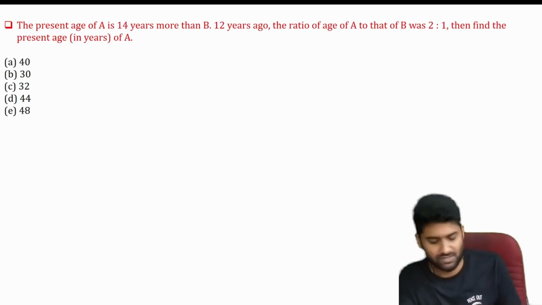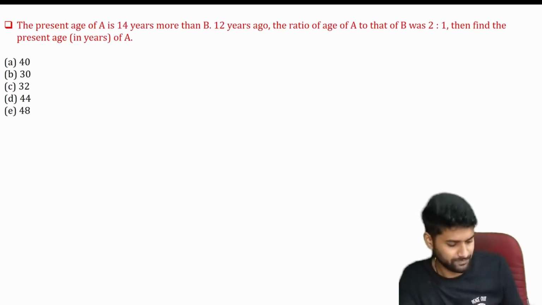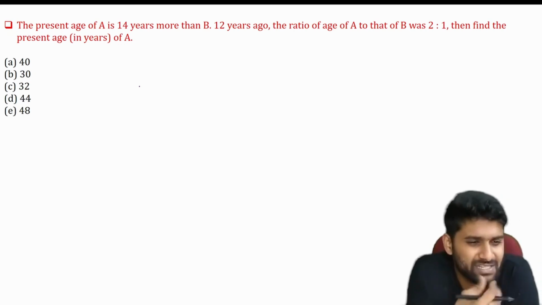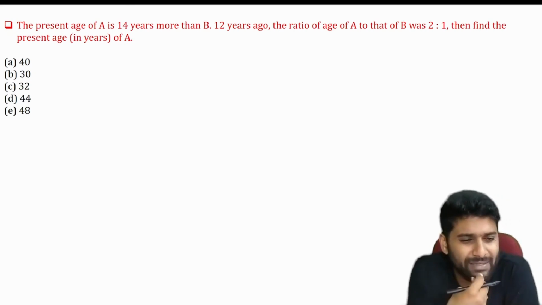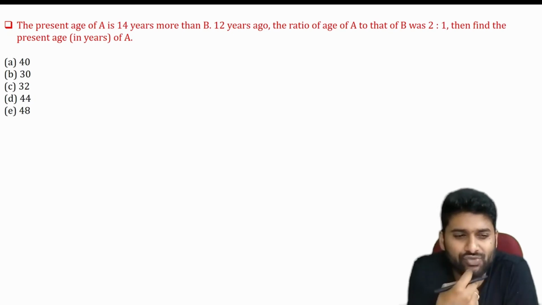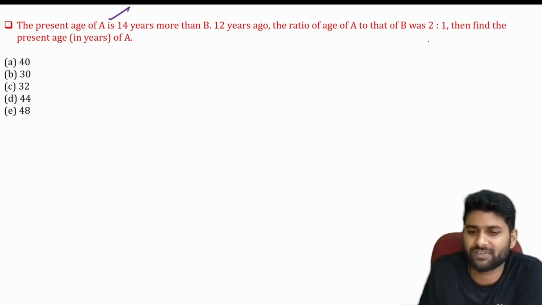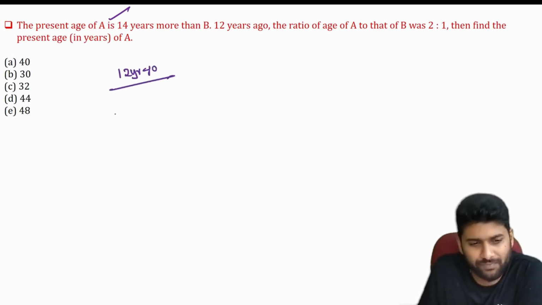See the question from the ages concept. Guys, the present age of A is 14 years more than B. Then 12 years ago the ratio of A to B was 2 is to 1. Then find the present age of A. So this is a comparison, guys. Let's start with the information from 12 years ago. What is the ratio of A to B? A's age is 2x, then B's age must be x.